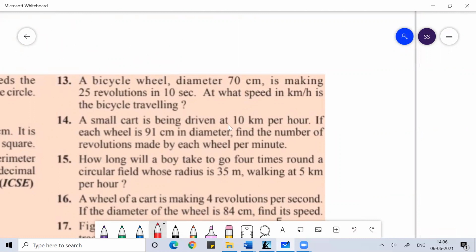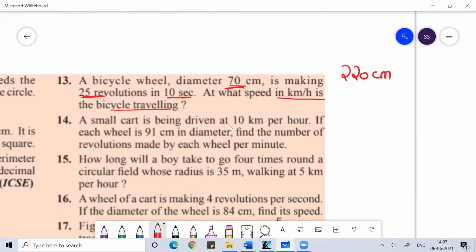A bicycle whose diameter is 70 centimeters is making 25 revolutions in 10 seconds. At what speed in kilometers per hour is the bicycle traveling? So circumference would be pi into d. So pi into d, 22 by 7 into 70. So that would be 220 centimeters.